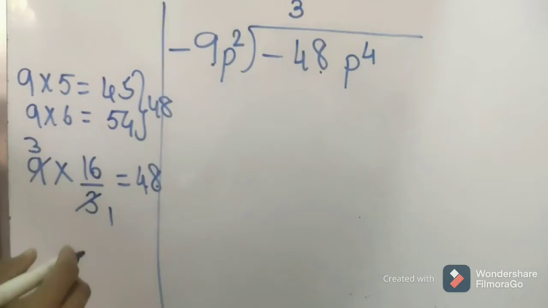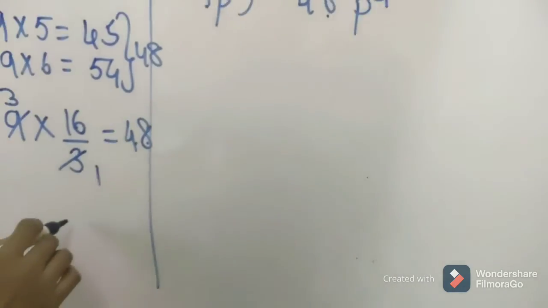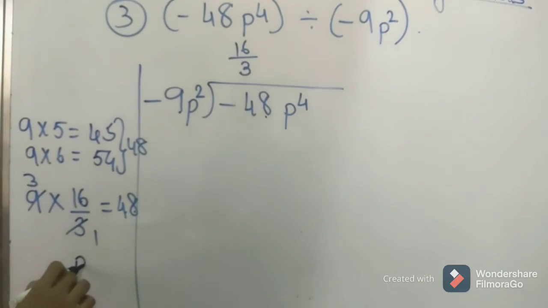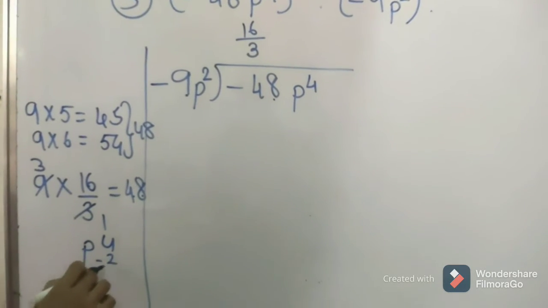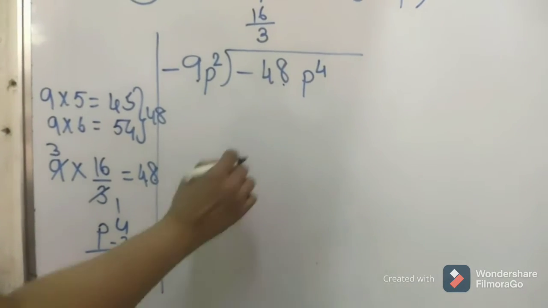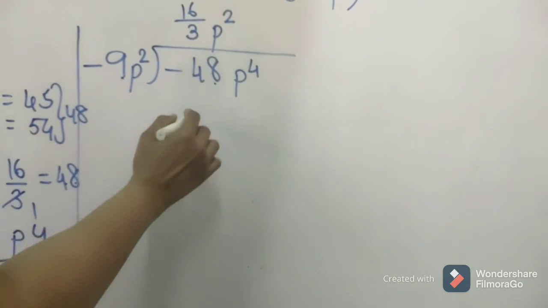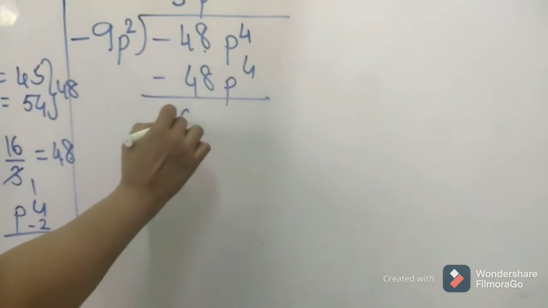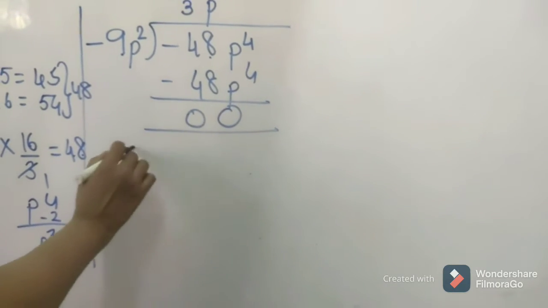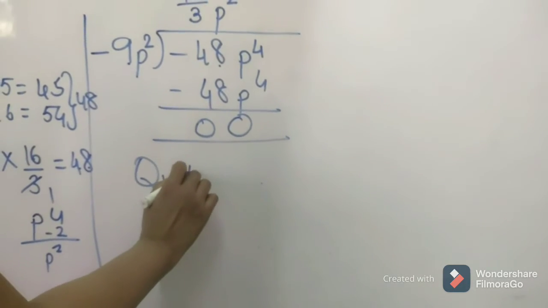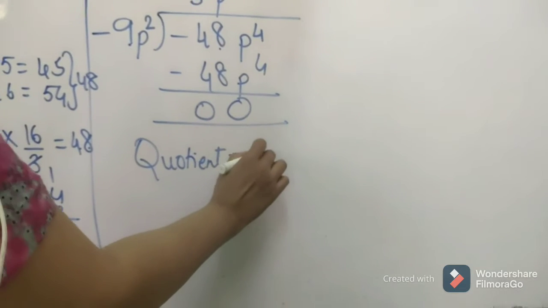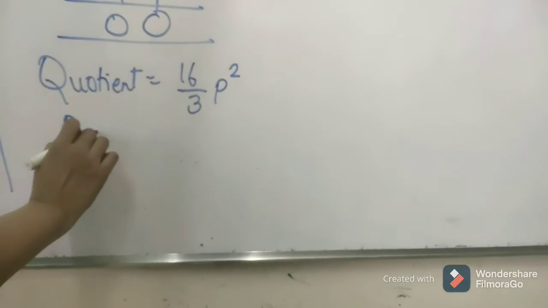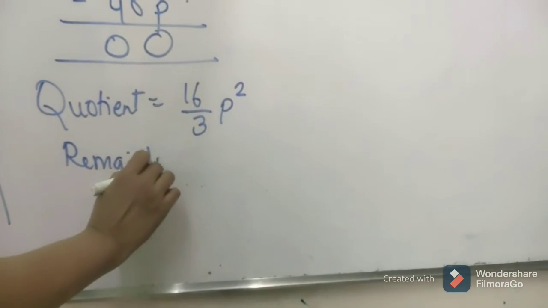So this is done, and then you know minus sign gets cancelled, so no need to put a minus sign here, and p4 minus 2 will give me p square. So p square, and here you write 48 p raised to 4 minus 0. So here what's the quotient? Quotient is 16 upon 3 p square and remainder is 0.